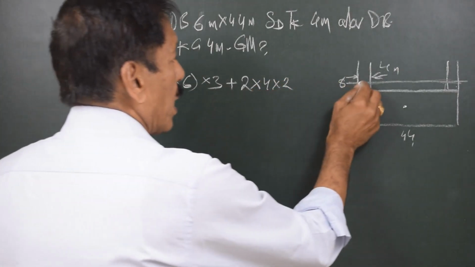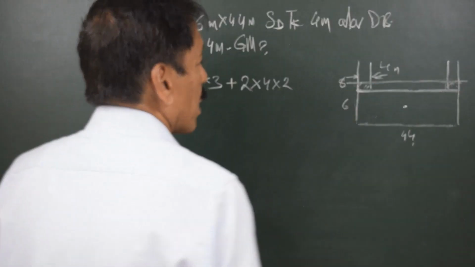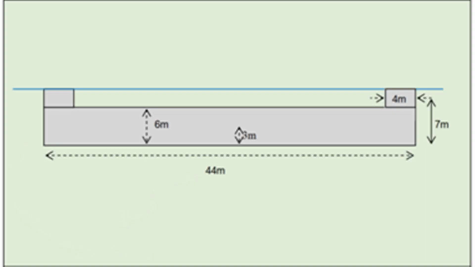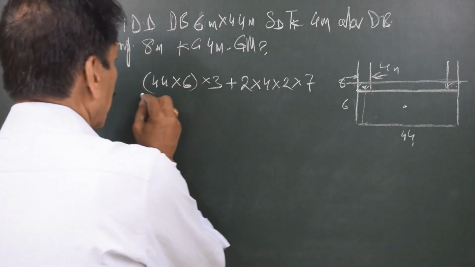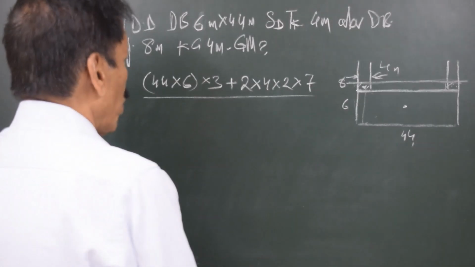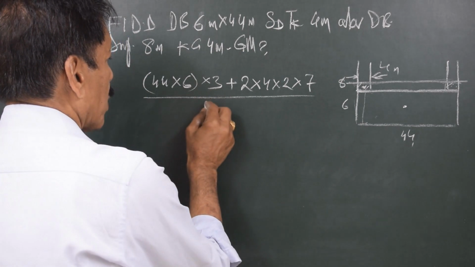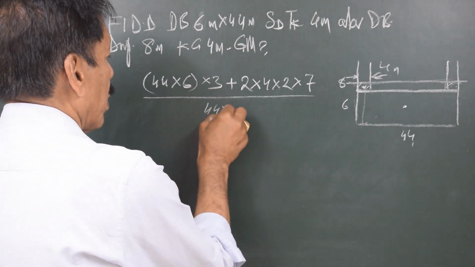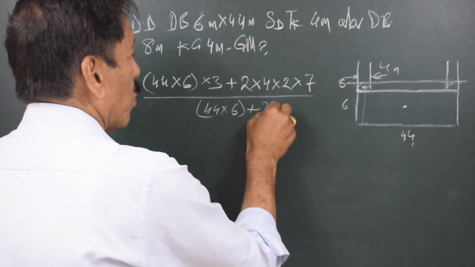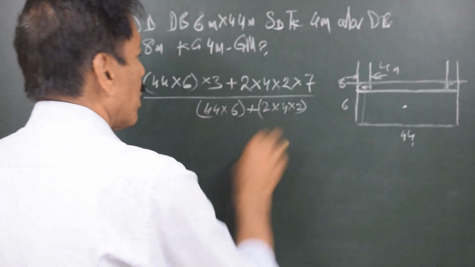So that is the total area of this tank, and the distance from the centroid of the tank till the base, you can see, is 7 meters, right? So this is the moment of the area about the keel, and total area would be 44 into 6, right? 44 into 6 plus 2 into 4 into 2. This is the total area.